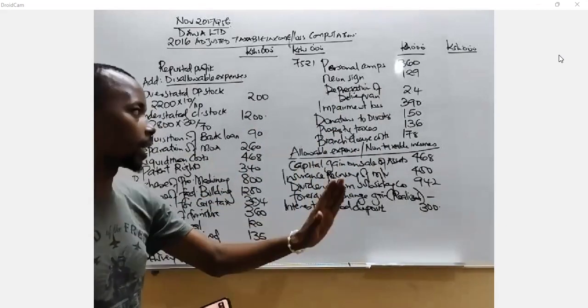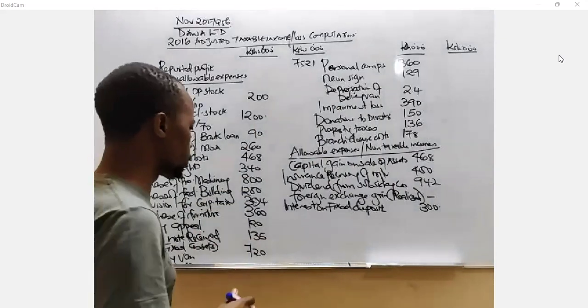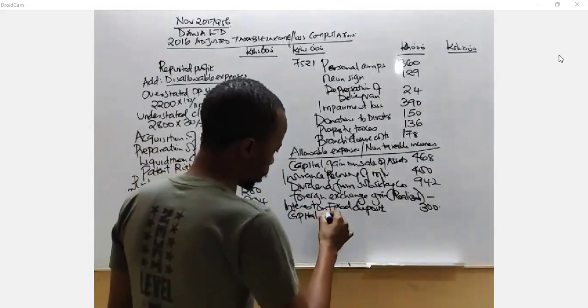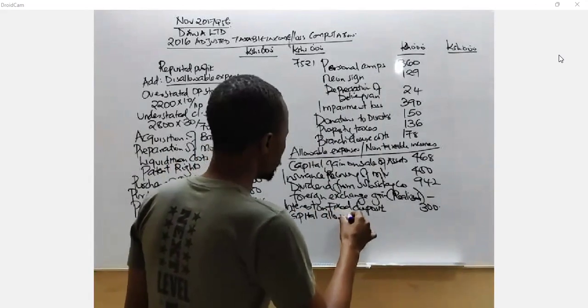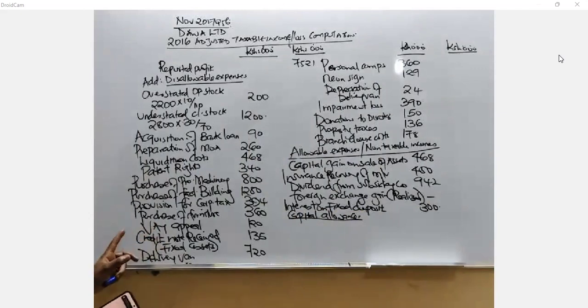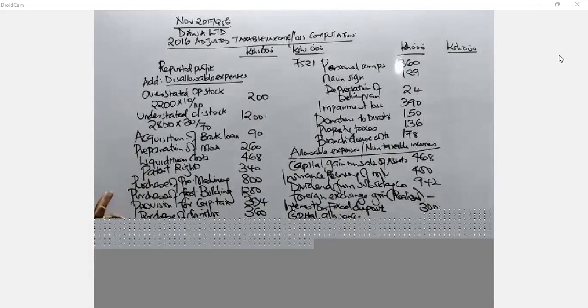The allowable expenses which were not deducted, which are these ones? Let me put them here. We talk about the capital allowances. These assets we have added back here are not supposed to be added back. They are not supposed to be deducted at cost. You are supposed to be deducting the capital allowances. That is what is required by the Income Tax Act.